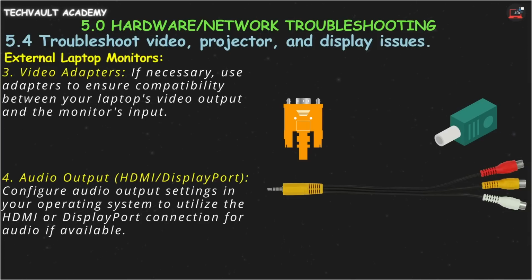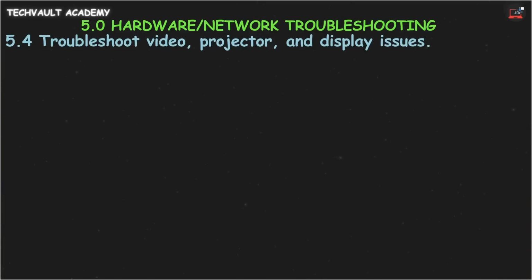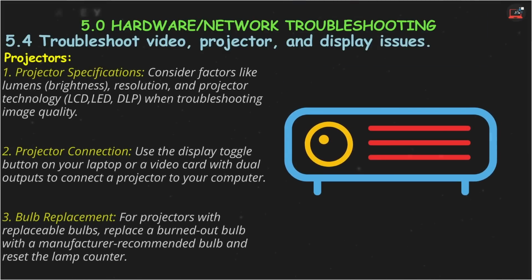4. Audio output, HDMI, DisplayPort. Configure audio output settings in your operating system to utilize the HDMI or DisplayPort connection for audio if available. Projectors. 1. Projector specifications. Consider factors like lumens, brightness, resolution, and projector technology, LCD, LED, DLP, when troubleshooting image quality.